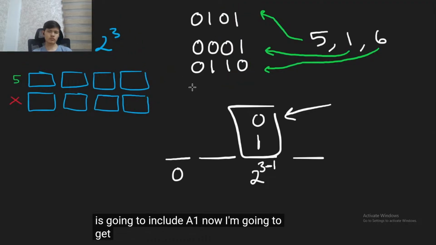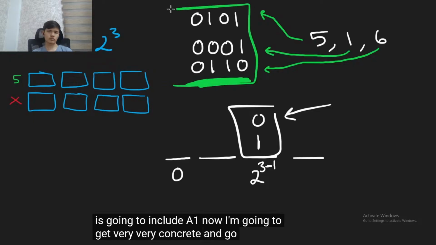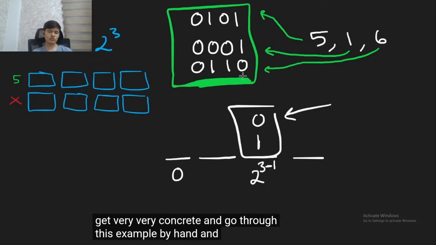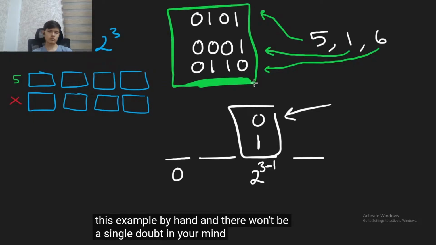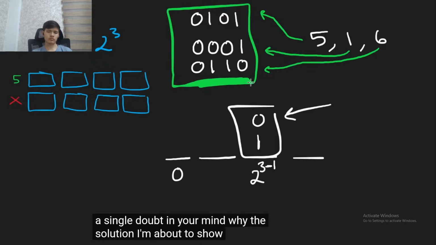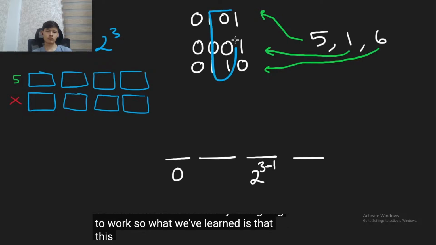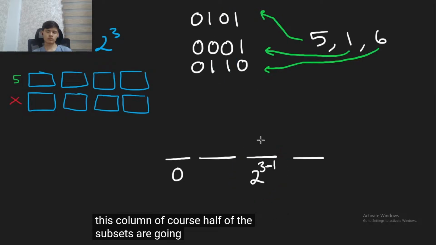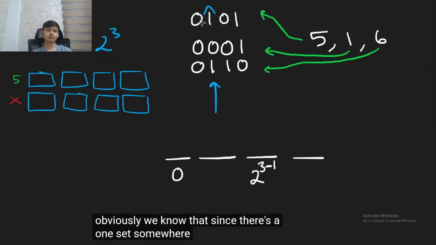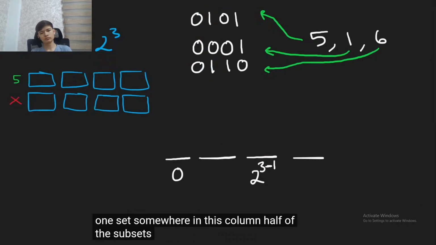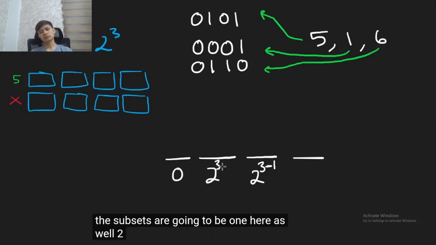Now I'm going to get very, very concrete and go through this example by hand, and there won't be a single doubt in your mind why the solution I'm about to show you is going to work. So what we've learned is that this column, of course, half of the subsets are going to be a 1. And obviously we know that since there's a 1 set somewhere in this column, half of the subsets are going to be 1 here as well, 2 to the power of 3 minus 1, same thing over here.